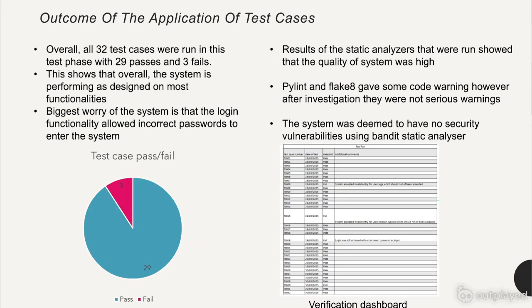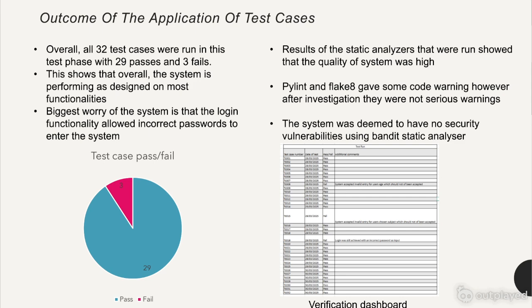The outcome of the application of test cases. Overall, all 32 test cases were run in this test phase with 29 passes and 3 fails. This shows that overall the system is performing as designed on most functionalities. The biggest worry of the system is that the login functionality allowed incorrect passwords to enter the system. This cannot happen, as this means unauthorized users will be allowed in the system.